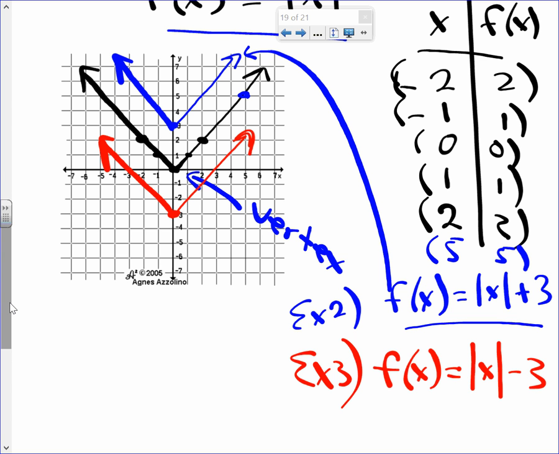So we got parent, we got children. The children look like their parents, which is like in real life. To one degree or another, you look like your parents. The children graphs look like their parents. They're just a little bit different. They're shifted.